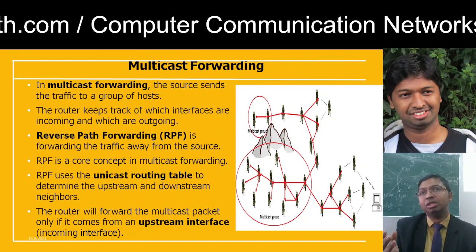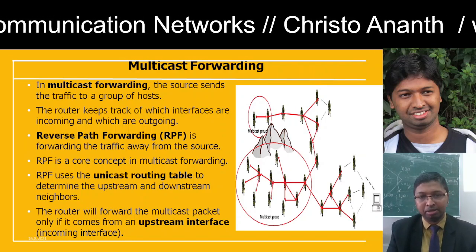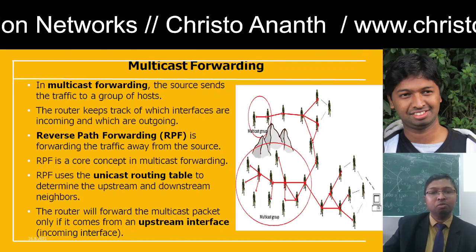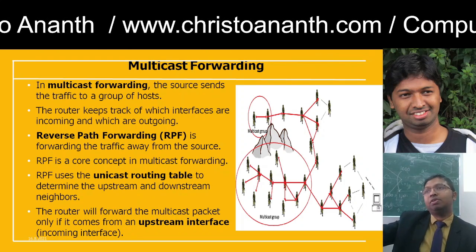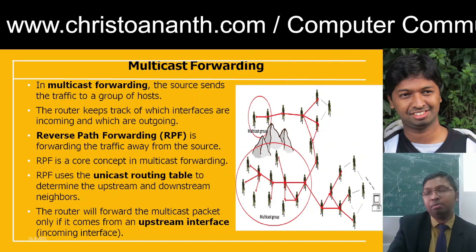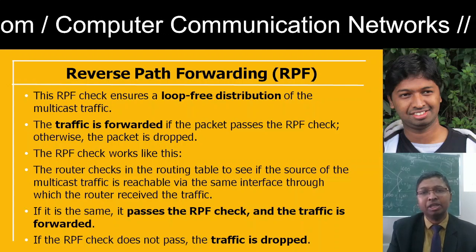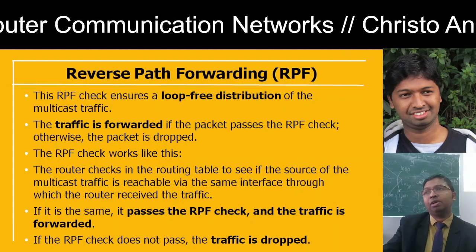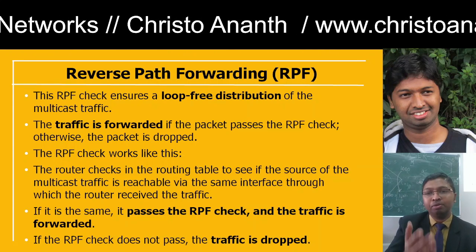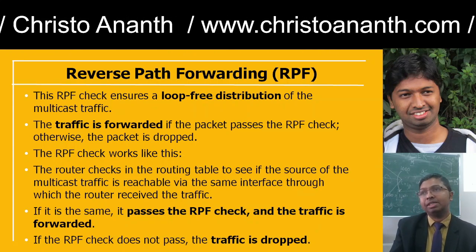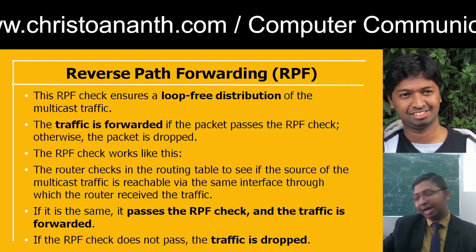Here it will be using the unicast routing table to determine the upstream as well as downstream neighbors. The router will forward the multicast packet only if it comes from the upstream interface, or maybe the incoming interface. Here it will be checking for a loop-free distribution of the multicast traffic, and the traffic will be forwarded only if the packet passes the reverse path forwarding mechanism. Otherwise the packet will be dropped.